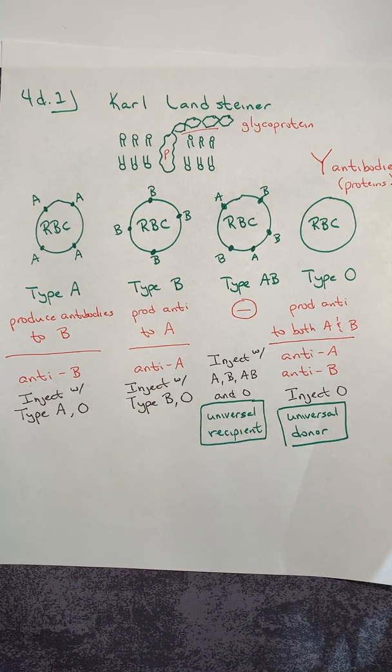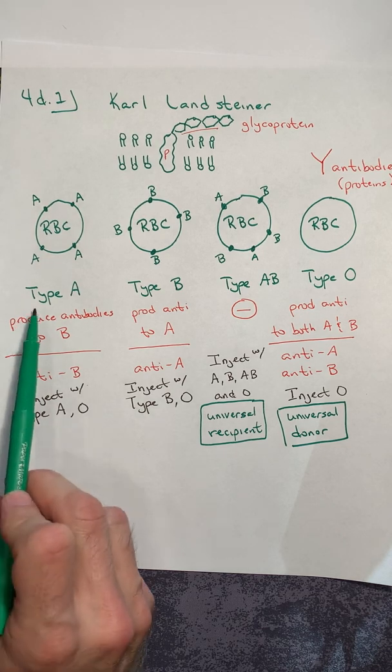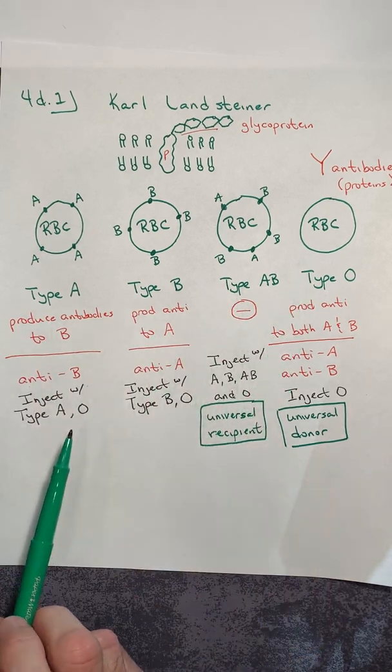Okay, so we need to then talk about, speaking of the positive and negative, we need to talk about what that means. So this is type A, type B, type AB, and type O.